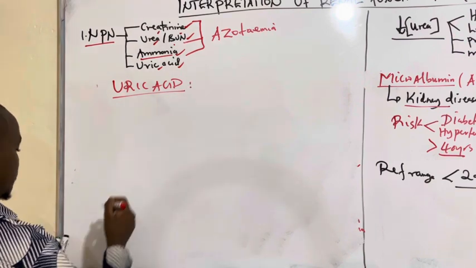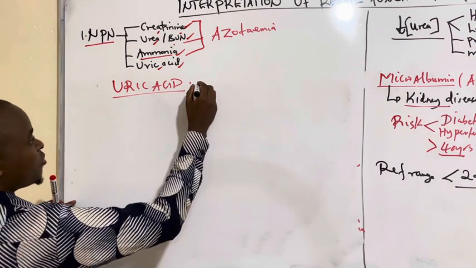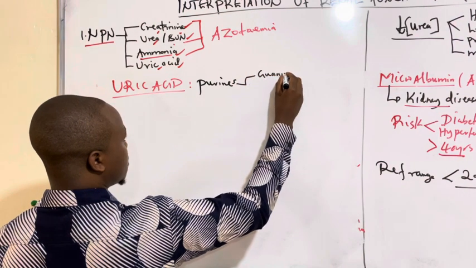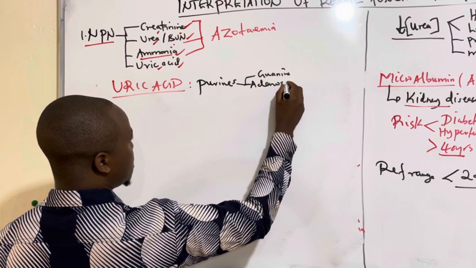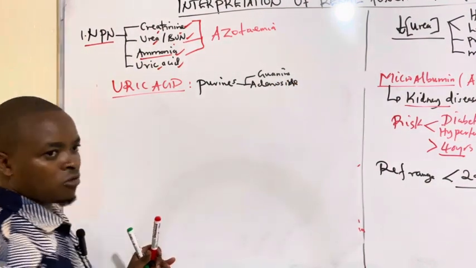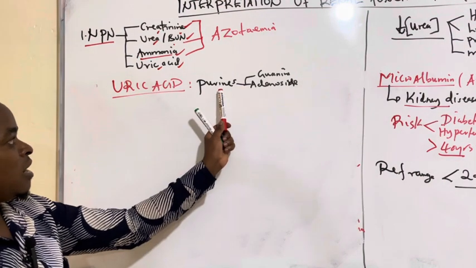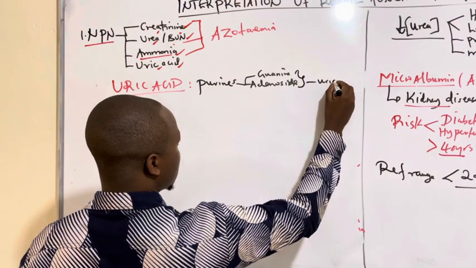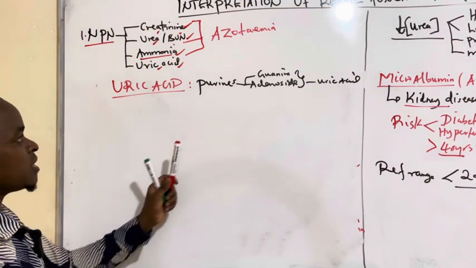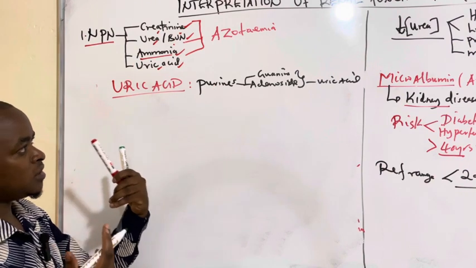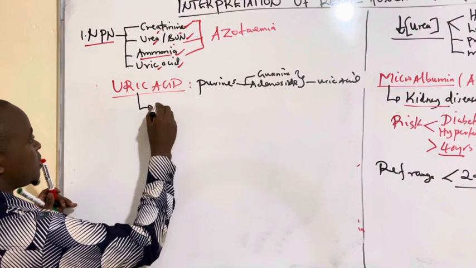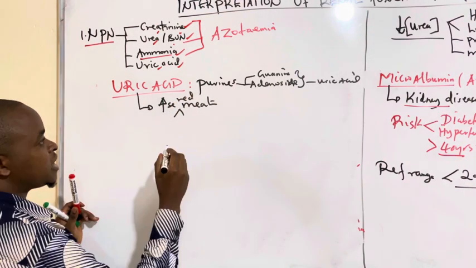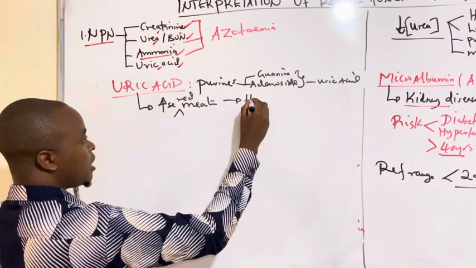This uric acid is a component which is derived from purines, that is guanine and adenosine. These are complementary base pairs in DNA or RNA. So we are saying that this uric acid is derived from purines, that is guanine and adenosine. These undergo metabolism to produce uric acid. So meaning, since it is being derived from purines in muscles, we see that increased intake of meat, especially red meat, can put you at a risk of increasing levels of uric acid, what we call hyperuricemia.